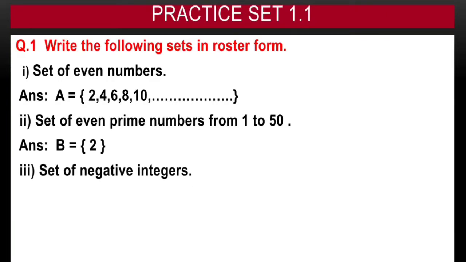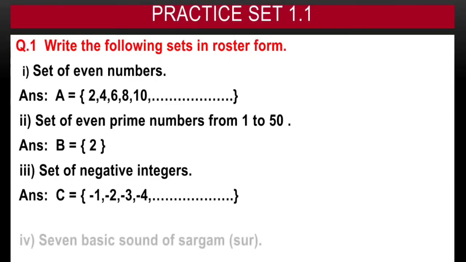Third example is set of negative integers. You know already there are many integer numbers like all positive numbers, all negative numbers and 0 are the integer numbers. But here you have to write down only negative integers. So therefore your set is C is equal to, in curly bracket, -1, -2, -3, -4 and so on.